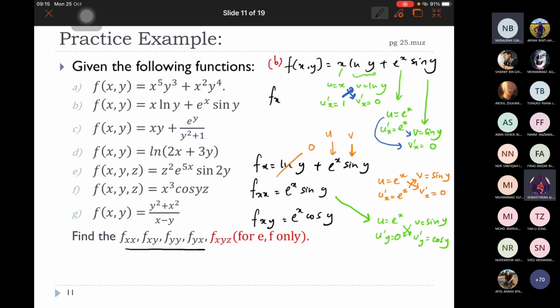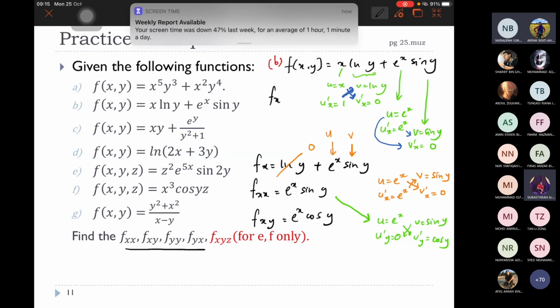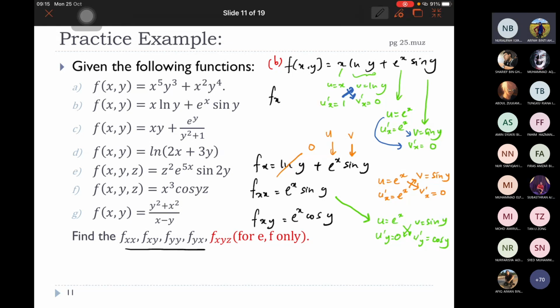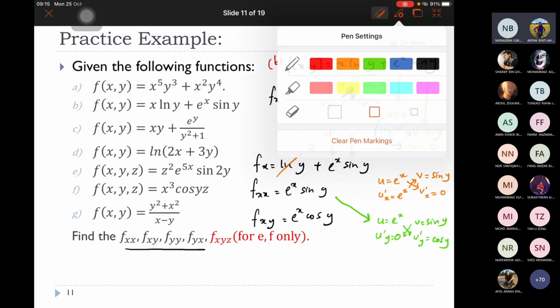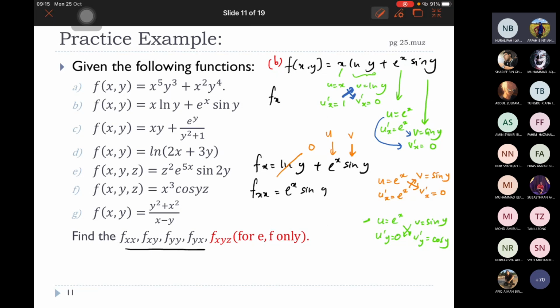Doktor, kenapa ln y hilang? Kenapa ln y apa? Ln y tak turun ke? Tak, sebab itu saya salah tengok. Okay, betul. This one exponential x sin y.